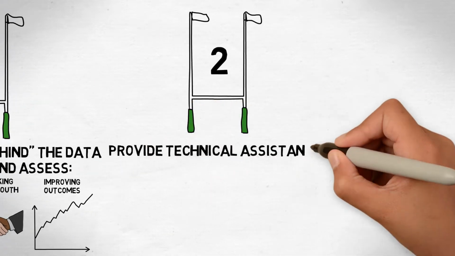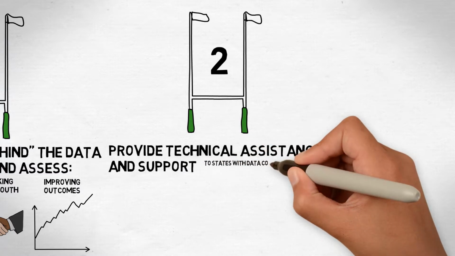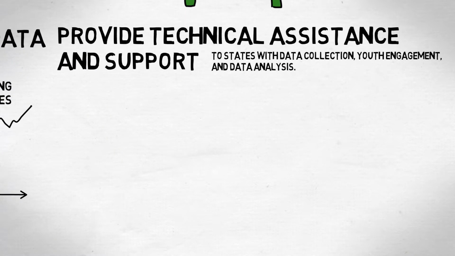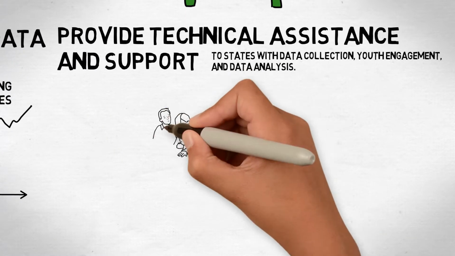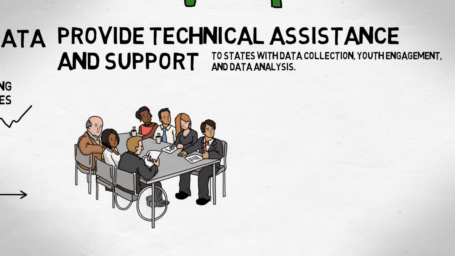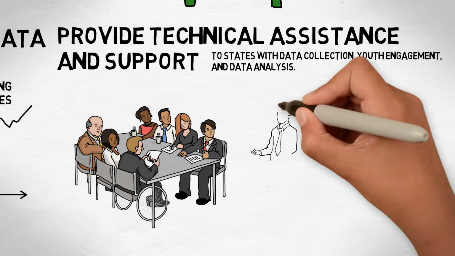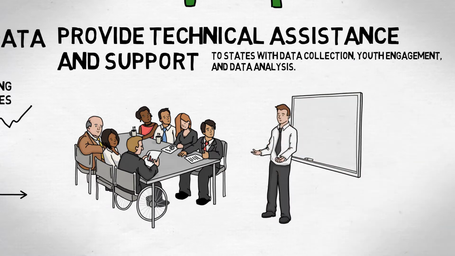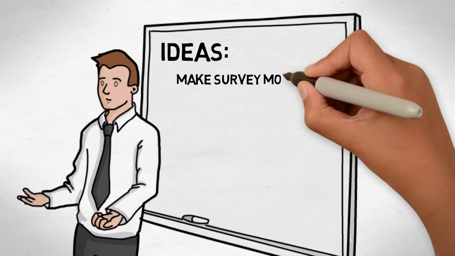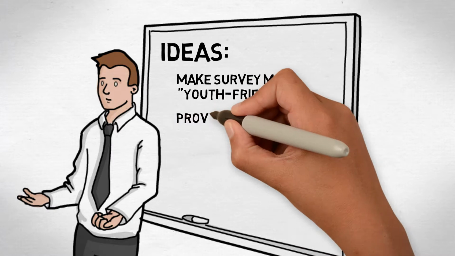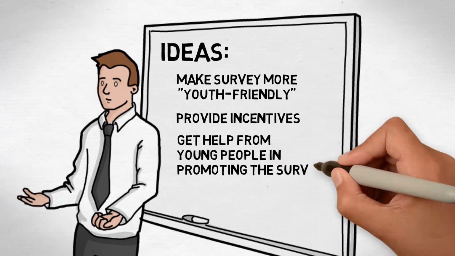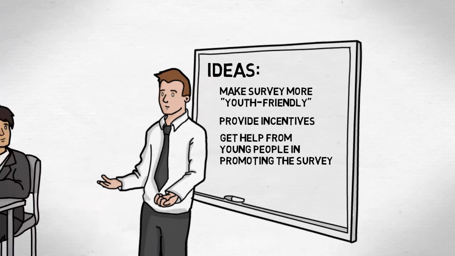The second goal is to provide technical assistance and support to states with data collection, youth engagement, and data analysis. For example, let's say the federal team learns that the state is having a difficult time getting youth to participate in the NYTD survey. The group may discuss ideas for how to improve the survey effort, such as rewriting the survey instrument using youth-friendly language, providing incentives for taking the survey, or getting help from other young people to promote the importance of the NYTD survey.